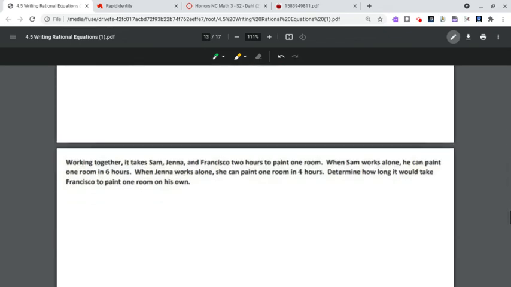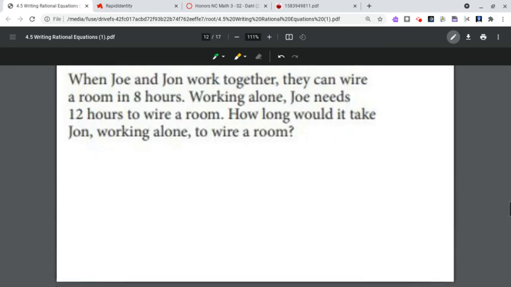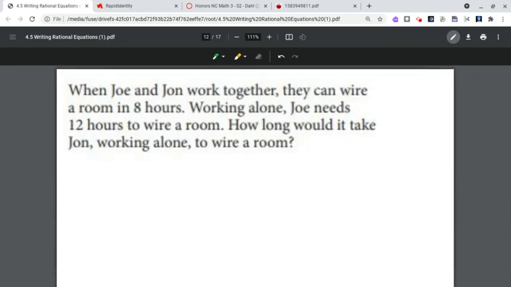Okay, how many more work rate problems we have? Ooh, a couple more. That's okay. It's good practice. When Joe and John work together, they can wire a room in 8 hours. Okay, so work together, Joe and John, 8 hours. Working alone, Joe needs 12 hours. How long would it take John working alone to wire a room?